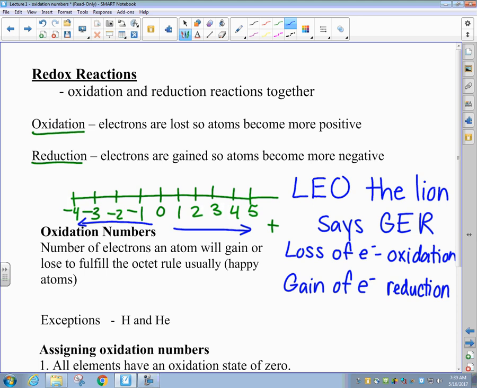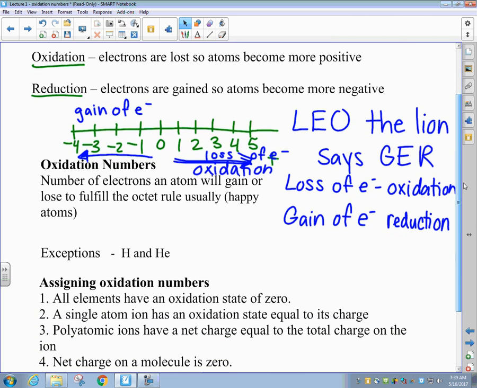In an oxidation half reaction, electrons are lost, and as an atom loses electrons, it's becoming more positive. In a reduction reaction, so let's go ahead and write this on here. This is an oxidation half reaction where there's a loss of electrons to become more positive. In a reduction half reaction, there is a gain of electrons, and if you gain electrons, you become more negative. So we're going in this direction on our number line.